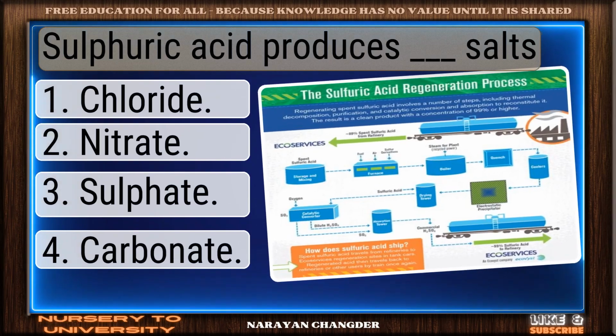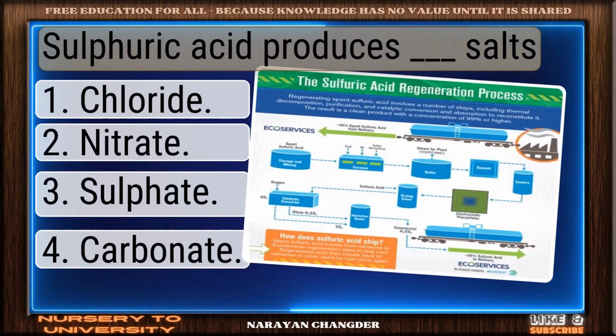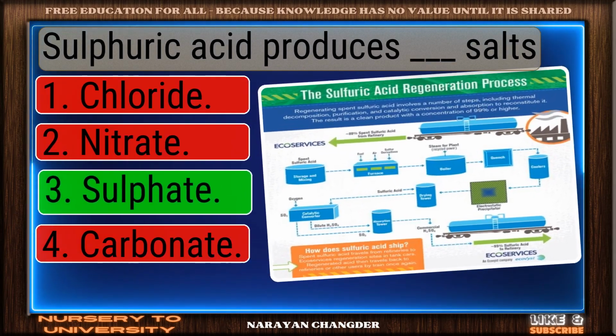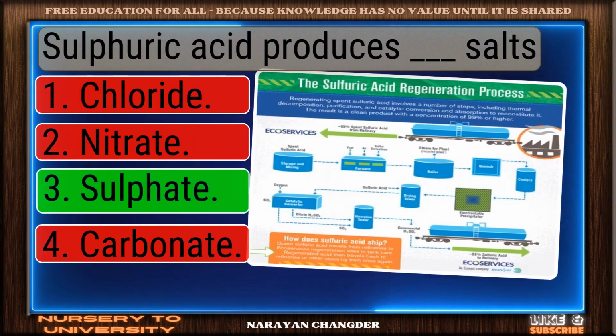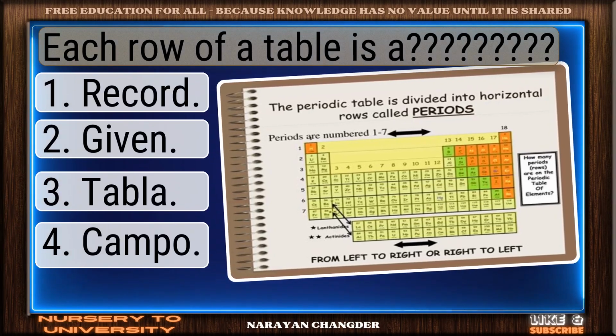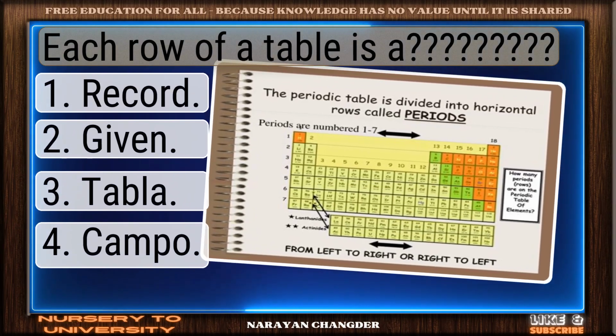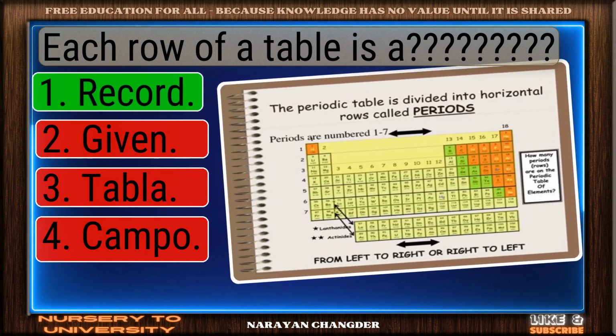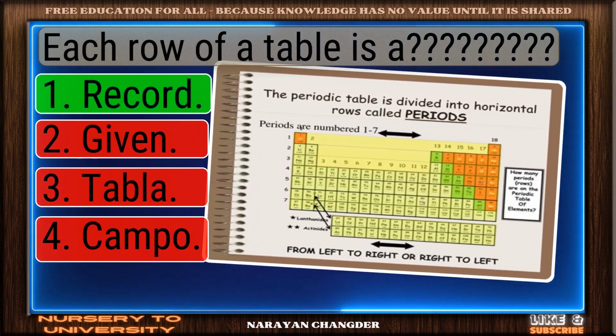Question number 105. Sulfuric acid produces dash salts. Perfect. Sulfate is the correct choice. Question number 106. Each row of a table is a? Solid response. Record is a valid choice.